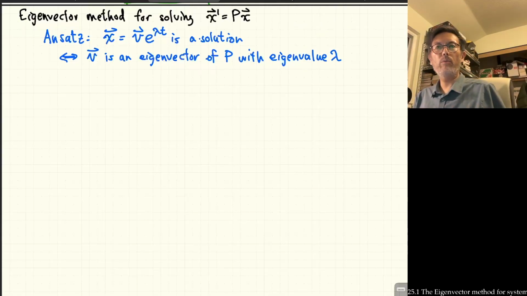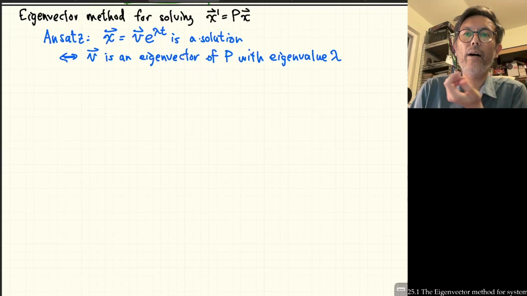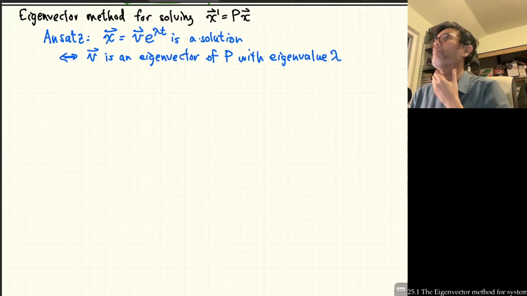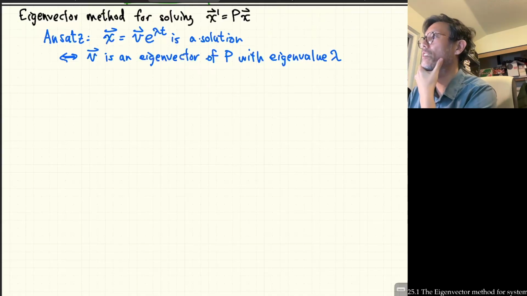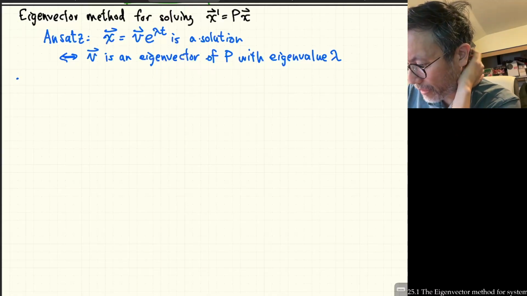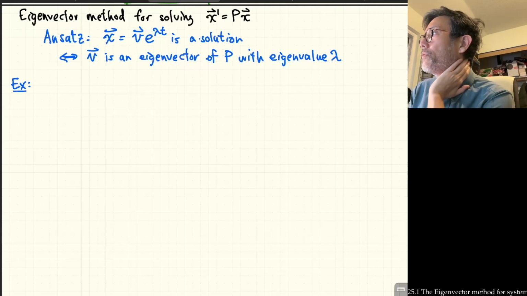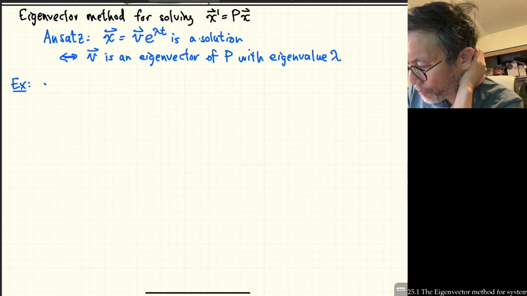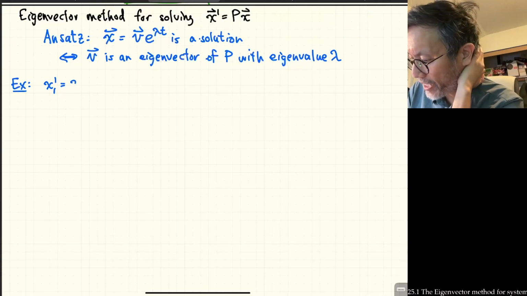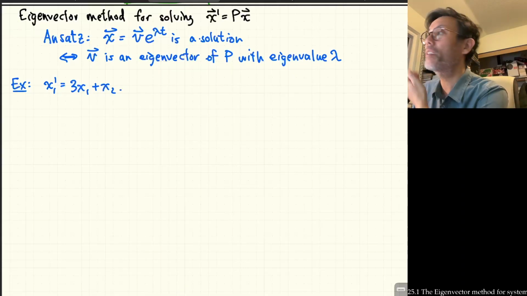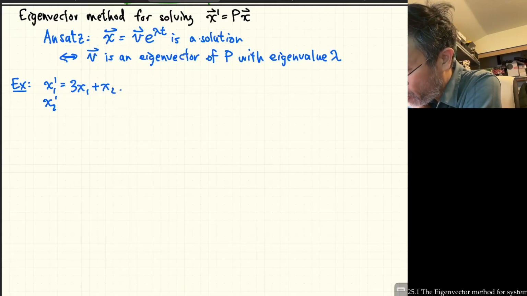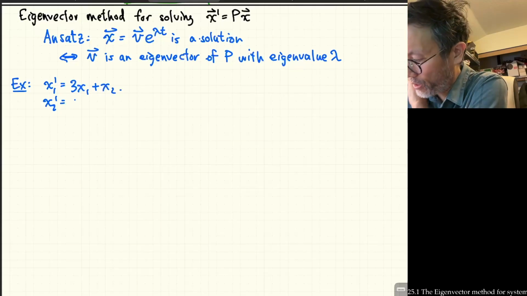Okay, so what this is going to allow us to do is use the eigenvector stuff that we learned about to find solutions to the system of linear equations. Okay, so let's do a simple example here first. Let's do the following system. x1 prime is equal to 3x1 plus x2. I'm just getting this straight from the textbook. And x2 prime is equal to 2x1 plus 4x2.